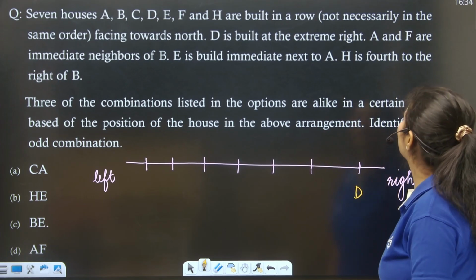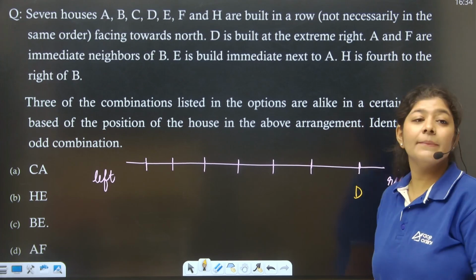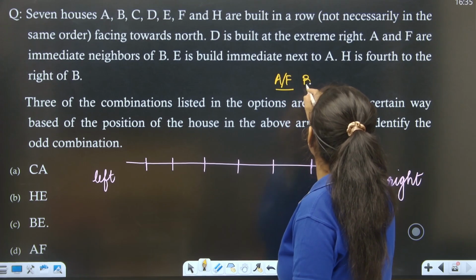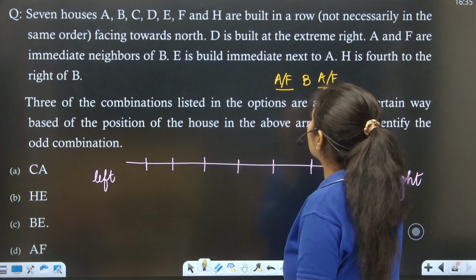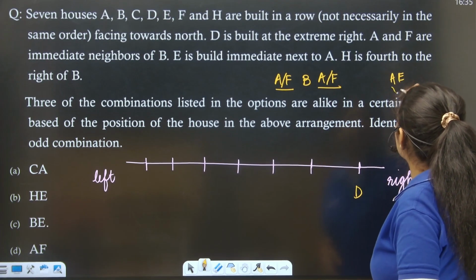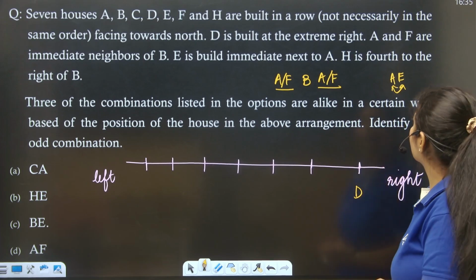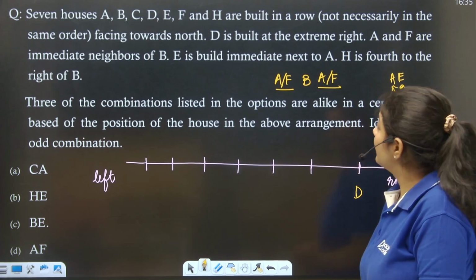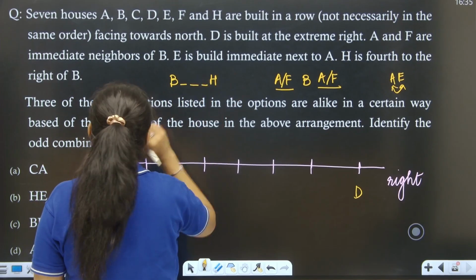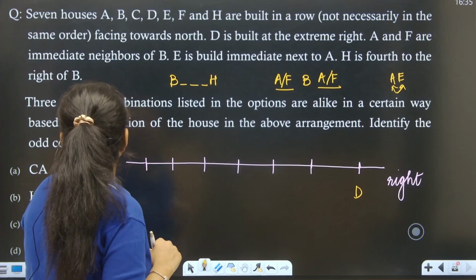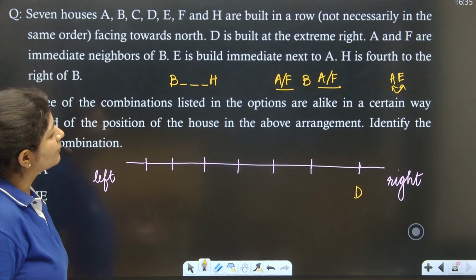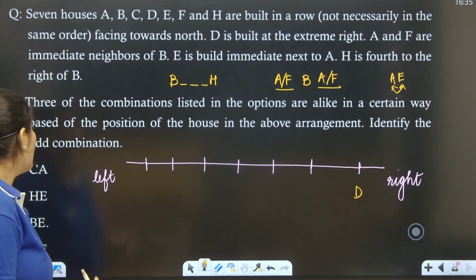Okay, here we are having A and F are immediate neighbors of B. So we are having this condition: A or F, right? We are having B, and here we are having A or F, right? Okay. E is built immediate next to A. Okay, A and E are like this, but the position is fixed, so we are writing it like H is fourth to the right of B. Okay, so if we are having B over here, then fourth, 1, 2, 3, then we are having H, right? Okay. Three of the combinations listed in the options are alike in a certain way based on the position of the houses. The above arrangement identify the odd combination.